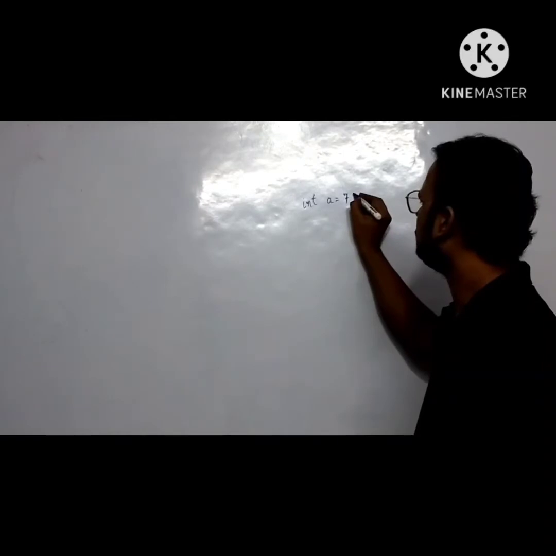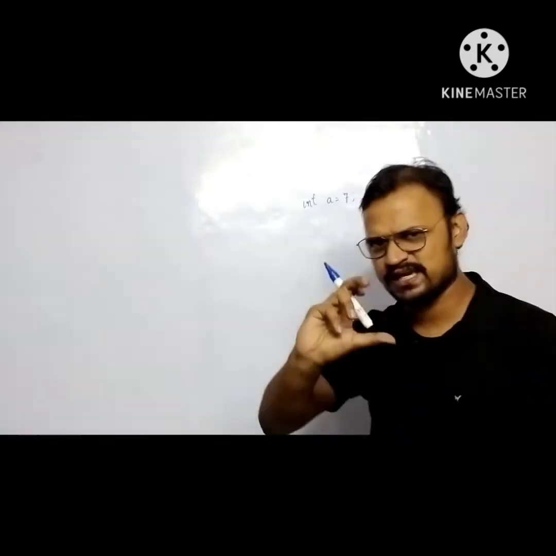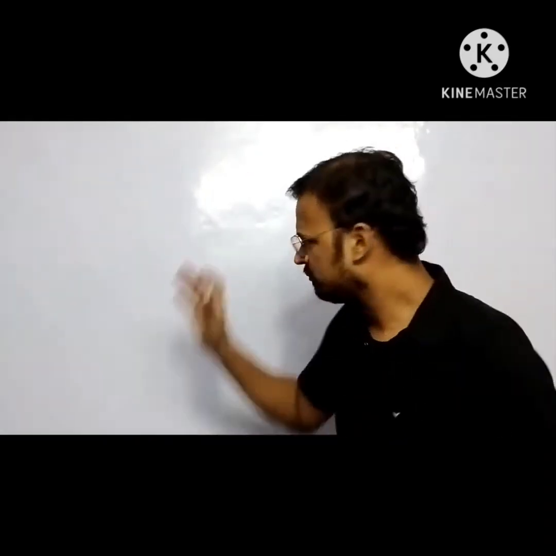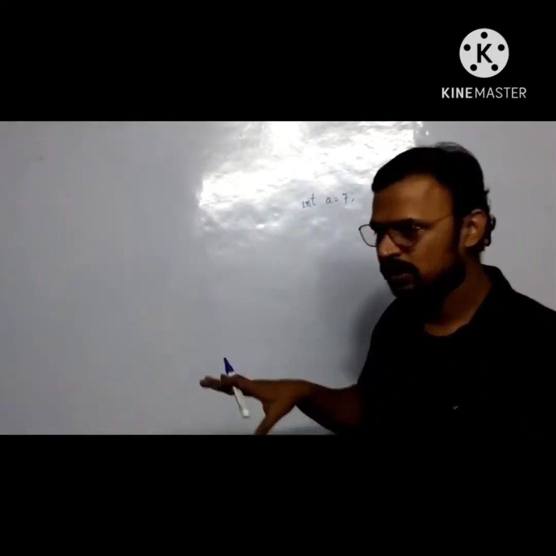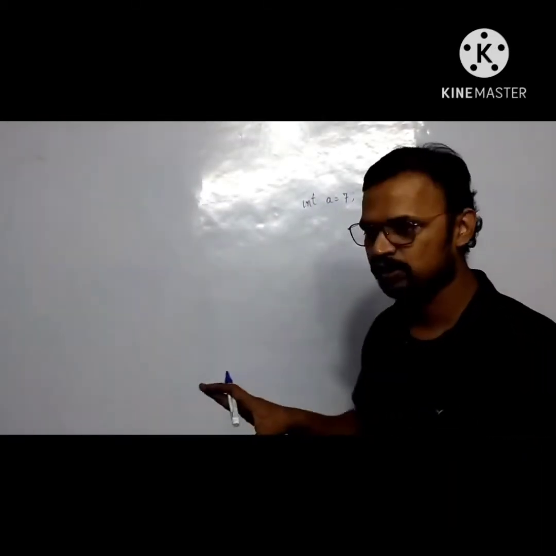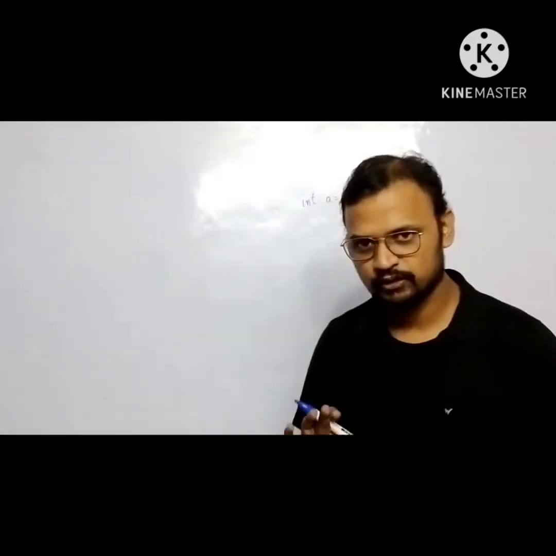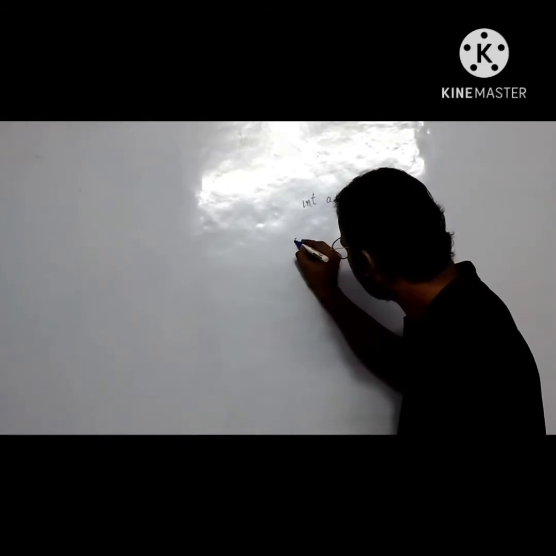Let us take an example. Int a is equal to 7. I am just taking a loop body. I am not making a full program, just a loop body. Let us take int a is equal to 7, or n is equal to 7, for what value you are going to print the table. So what have we defined?